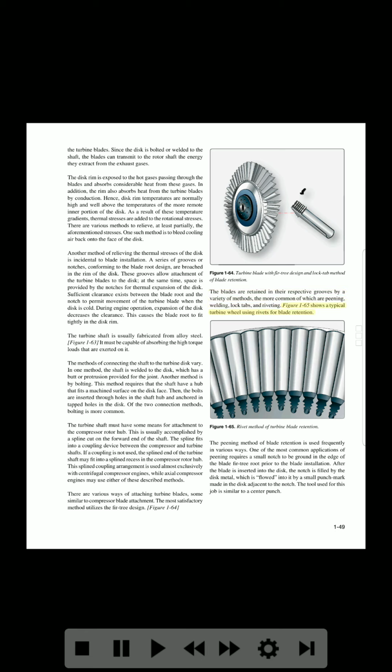Figure 1-65 shows a typical turbine wheel using rivets for blade retention. Figure 1-65. Rivet method of turbine blade retention. The peening method of blade retention is used frequently in various ways. One of the most common applications of peening requires a small notch to be ground in the edge of the blade fir tree root prior to the blade installation. After the blade is inserted into the disc, the notch is filled by the disc metal, which is flowed into it by a small punch mark made in the disc adjacent to the notch. The tool used for this job is similar to a center punch.